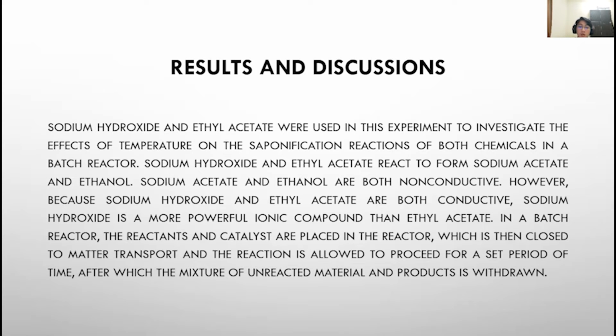However, because sodium hydroxide and ethyl acetate are both conductive, sodium hydroxide is a more powerful ionic compound than ethyl acetate. In a batch reactor, the reactants and catalysts are placed in the reactor, which is then closed to mass transport, and the reaction is allowed to proceed for a set period of time, after which the mixture of unreacted material and product is withdrawn.